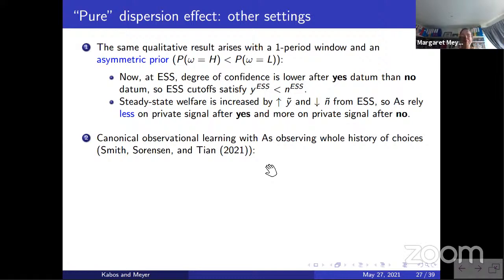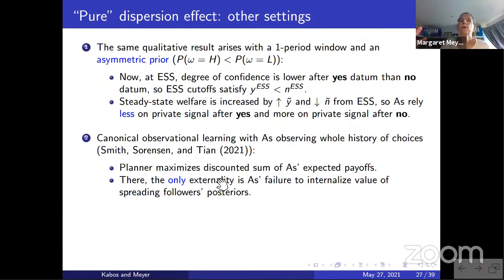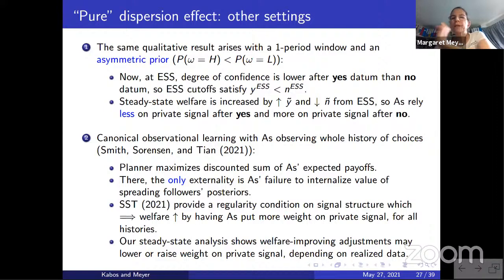Okay, so let me turn now to the canonical observational learning model in which the agents observe the whole history of choices. So Peter's recent paper studies the problem of a planner in this environment who is choosing agents' cutoffs to maximize the discounted sum of agents' expected payoffs. And I want to argue that in Peter's model, with the whole history observed, the only externality is the agent's failure to internalize the value of spreading their followers' posteriors. Peter's paper provides a regularity condition on the signal structure, which implies that welfare is increased by having agents put more weight on their private signal, move their cutoffs towards a half, for all histories.